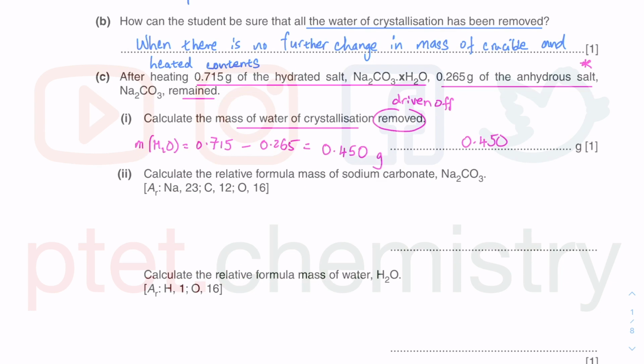Calculate the Mr of Na2CO3. You're not given a periodic table, so that's why you're given these relative atomic masses here, especially in the context of theory, in the context of alternative to practical or a real practical paper, no periodic table at all. 23 times 2 plus 12 times 1 plus 16 times 3, I get 106. And this actually has a unit of gram per mole because it's the mass for 1 mole of the substance. So the unit is gram per mole. Just be very careful there.